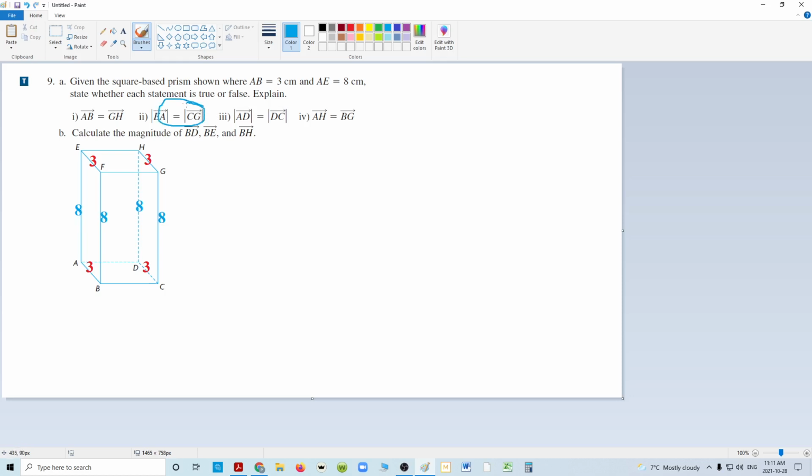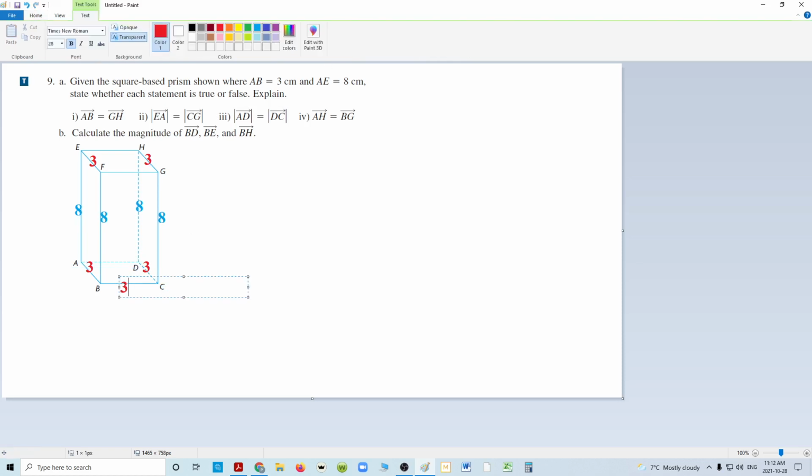EA is the same vector. The magnitude of EA is the same as the magnitude of CG. That's what these absolute value bars mean. So EA is right there, and CG is right there. Yeah, different directions, but their magnitude is the same. That's true. The magnitude of AD is the same as DC. AD, where's DC? DC. Well, that's true because they're squares, so that's the other thing I should have written down.